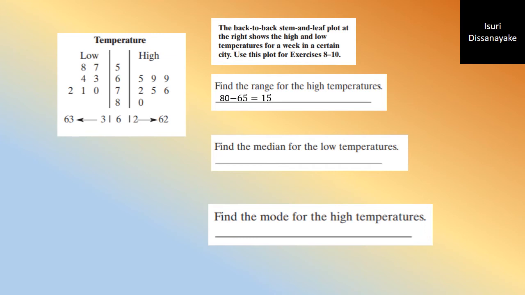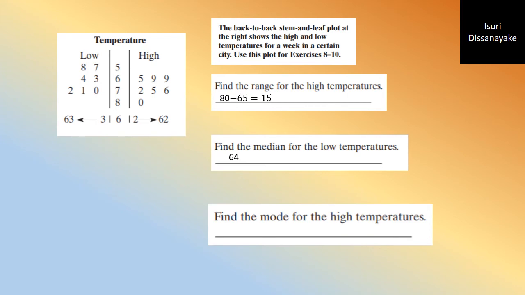Median for the low temperature: we count the number of data points, 1, 2, 3, 4, 5, 6, 7. We have 7 data points. We add 1, that's 8, divided by 2, so the 4th data point is the median. Count it as 1, 2, 3, 4. So the 4th data point is 64.